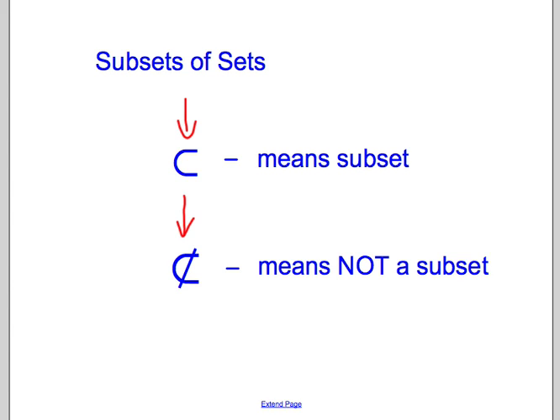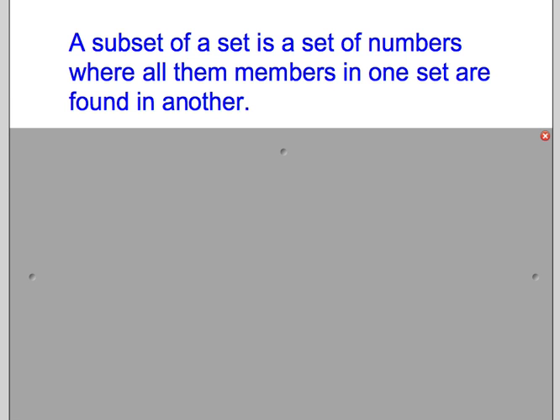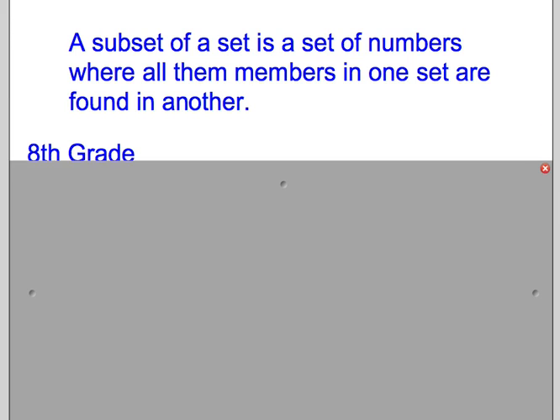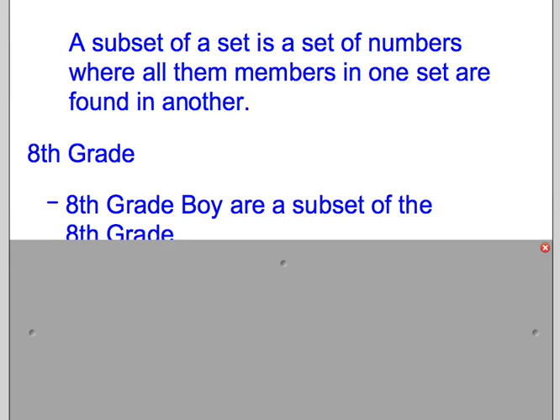Your Algebra 1 class is a subset of the 8th grade class. Your Algebra 1 class here is also a subset of the middle school. You're a smaller group of a bigger part there. That's what subset means. We're going to read this. A subset of a set is a set of numbers where all the members in one set are found in another. Okay?